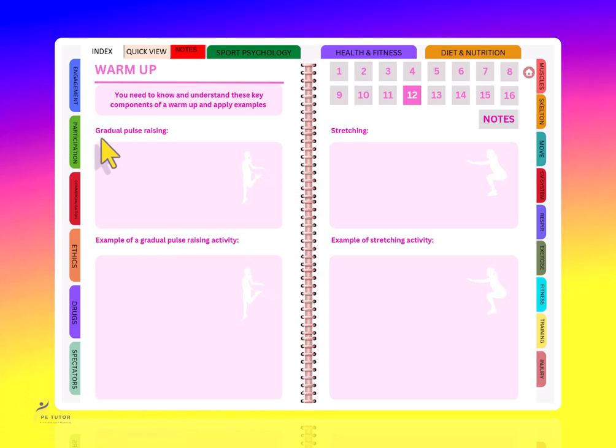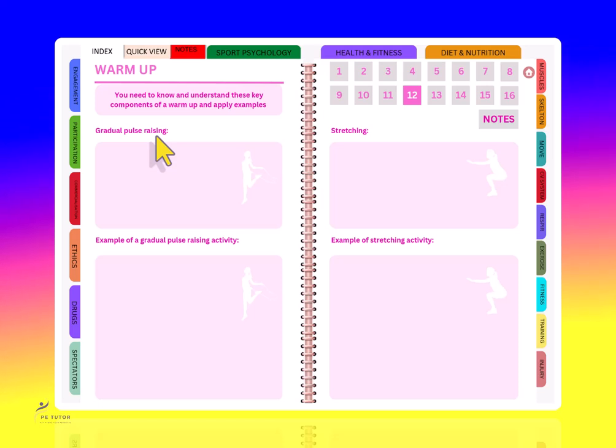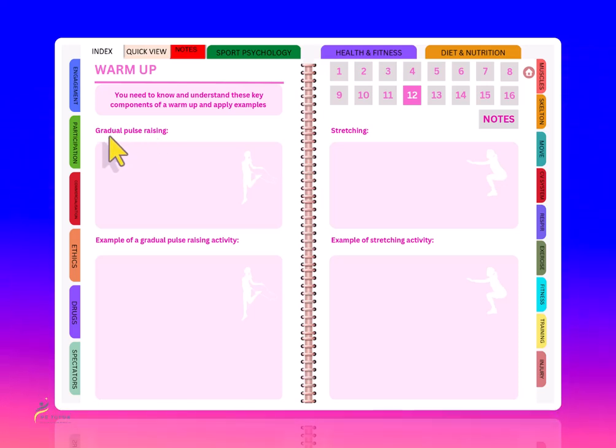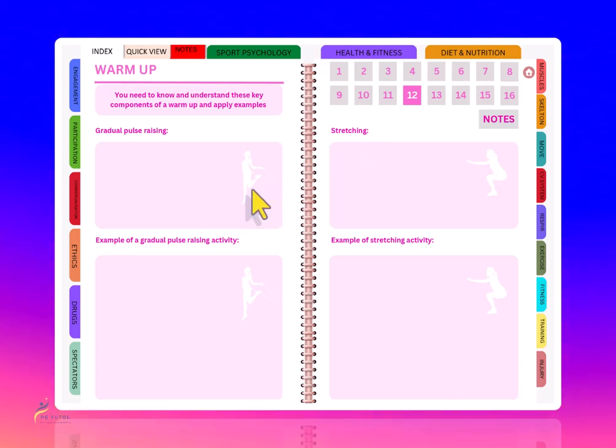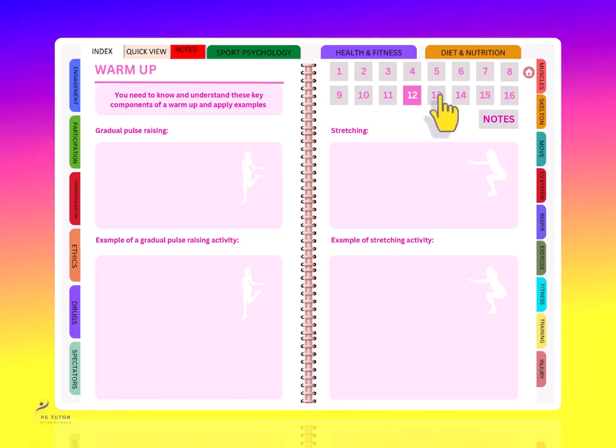First of all, you need to know that one component is gradual pulse raising. We'll look at each of these in turn in a moment, but the first one is gradual pulse raising. The second one is stretching. And incidentally, I should say that these images here hopefully will help you to remember and have an understanding. Let's go over the page.